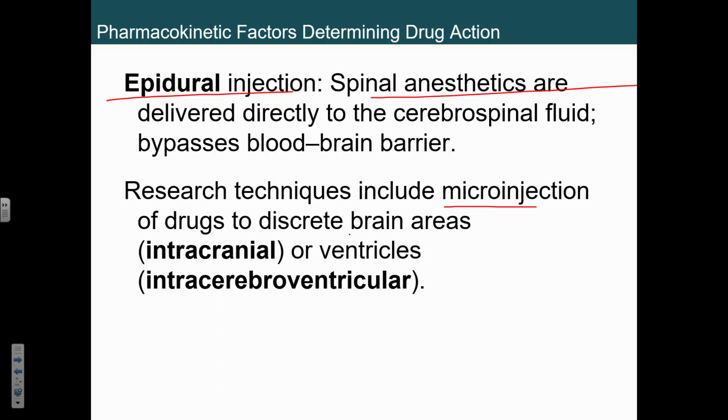Sometimes you need to put things in your brain. So you can do intracranial or intracerebroventricular. That's going to go right into the ventricles. So those are other ways that you can administer drugs as well. Why would you want to do that? Again, if you want to bypass that blood-brain barrier, right? You need to get something directly into the brain so that it can have some action.